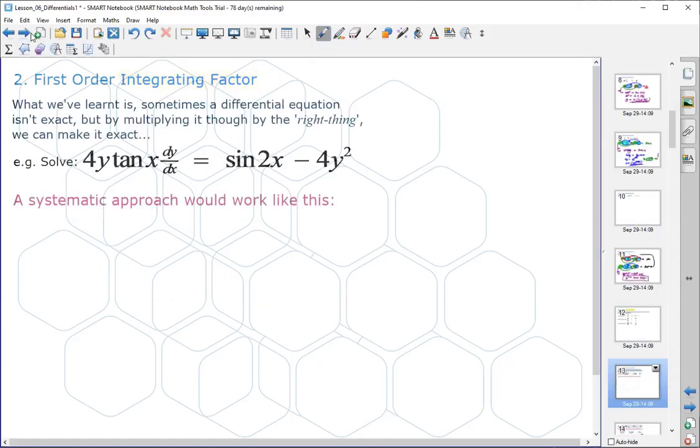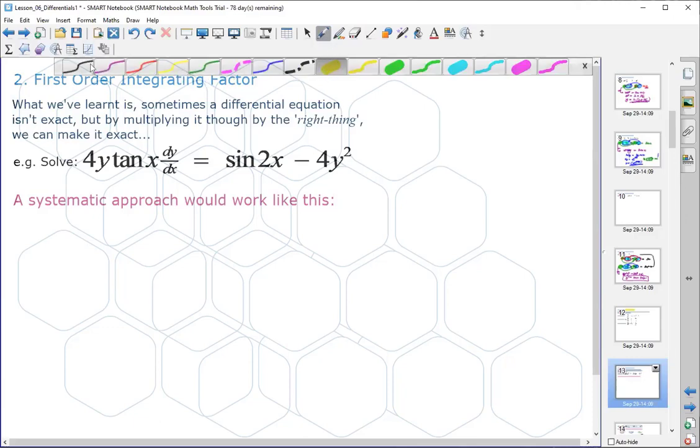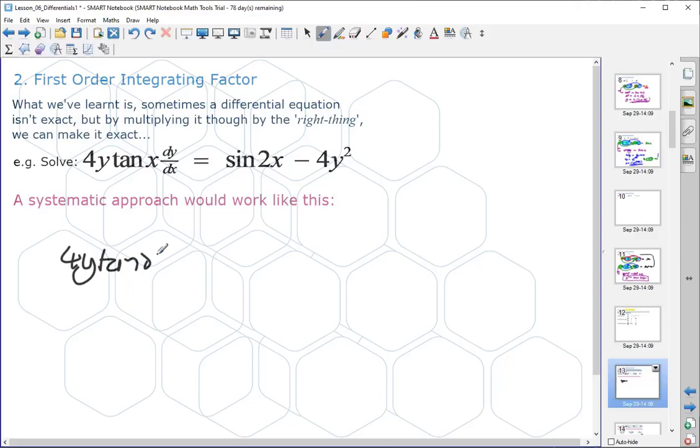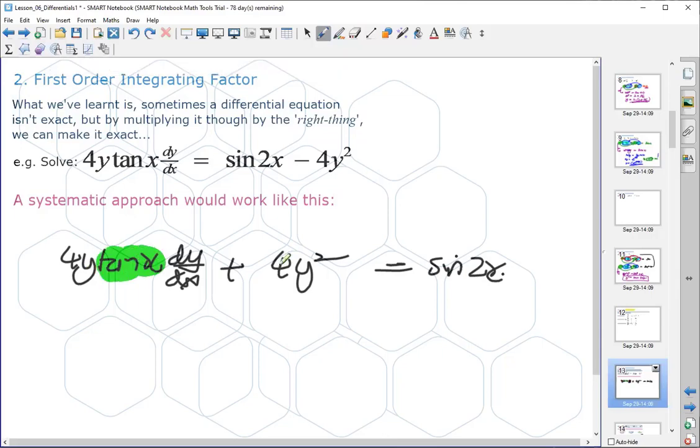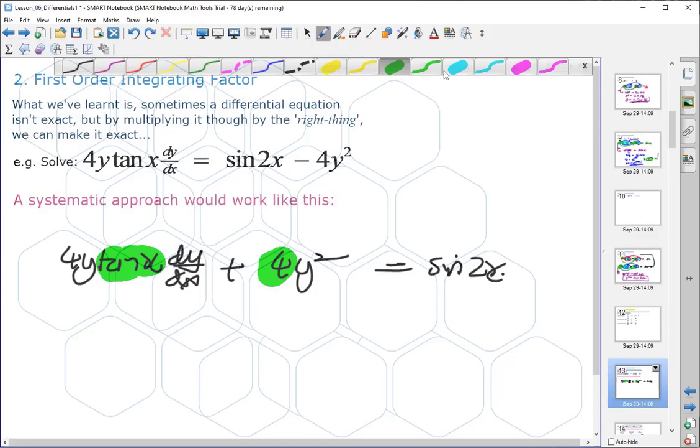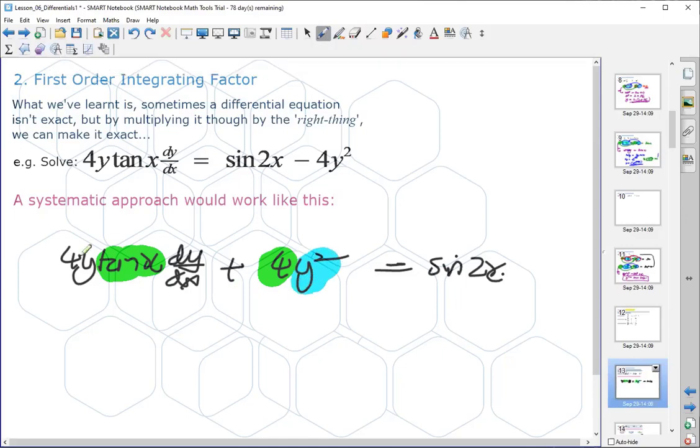So this is an example of a question that we want to try and solve by using an integrating factor. And if we weren't going to use an integrating factor, we would try and ask ourselves, is this an exact differential equation? So what we would do is we would write 4y tan x dy by dx plus 4y squared equals sine 2x. And then we would try and match them up. We would try and match up the tan x with maybe the 4, and we would try and match up the y squared with maybe the 4y dy by dx.